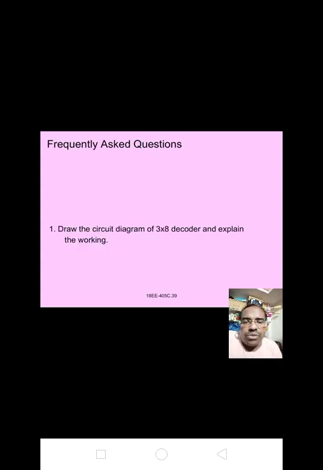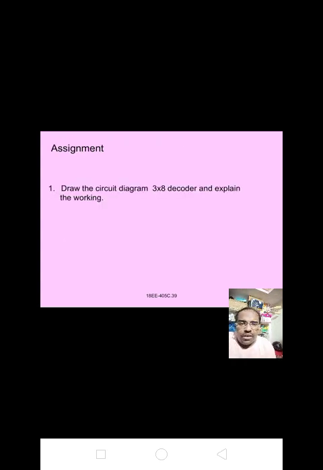Next, frequently asked questions. Draw the logic circuit diagram of 3x8 decoder and explain the working. Okay. Next, assignment. Assignment and frequently asked question are the same. Please complete the assignment tomorrow and submit it to me through WhatsApp. Okay, I will give you some important topics, some information regarding the 2 into 4 decoder and 3 into 8 decoder and decoders also. Okay, please make a note of it.